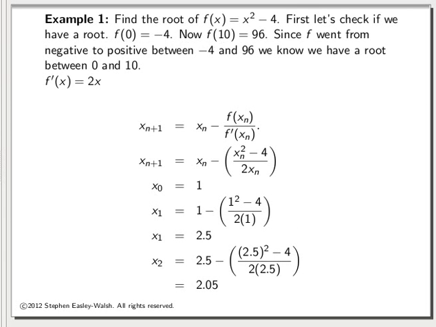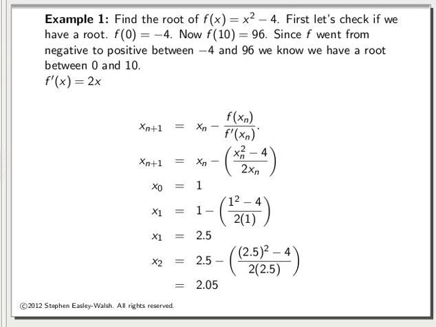Okay, so I chose 0 and the function is negative. I chose 10 and the function is positive. So it means it crosses the x-axis somewhere between 0 and 10. So I know I have a root between 0 and 10. Often what you do with Newton-Raphson is you start at either the 0 or at the 10 and let the formula bring you into the center where there's a root.